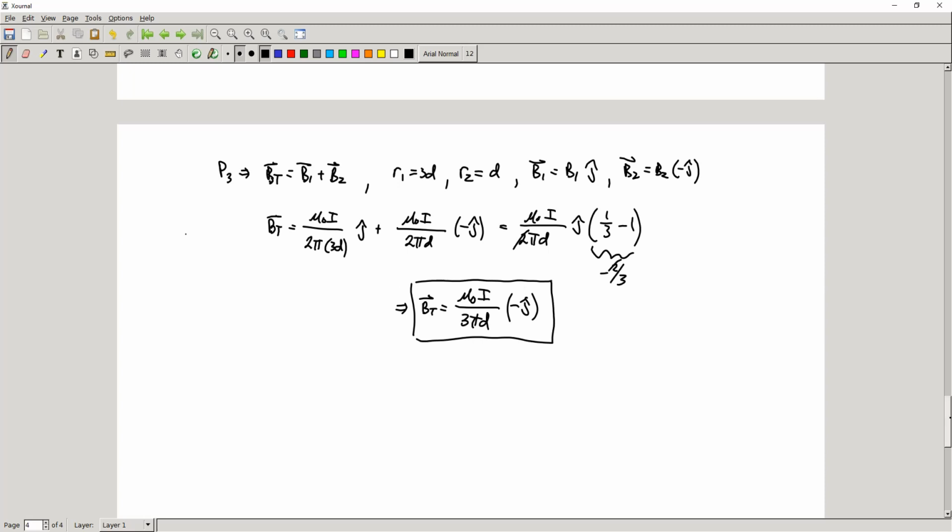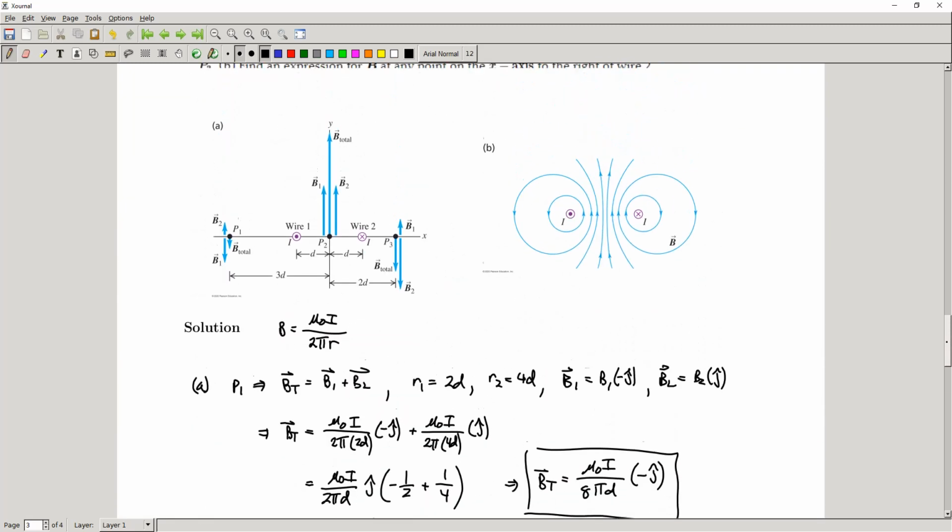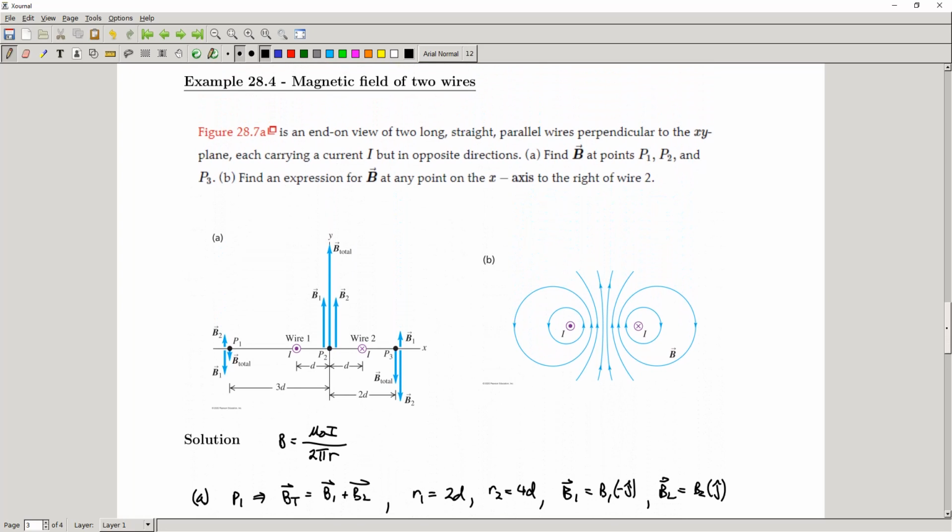Okay, and now part B, the last part of the question here, wants us to write down an expression for the magnetic field at any point to the right of wire 2.